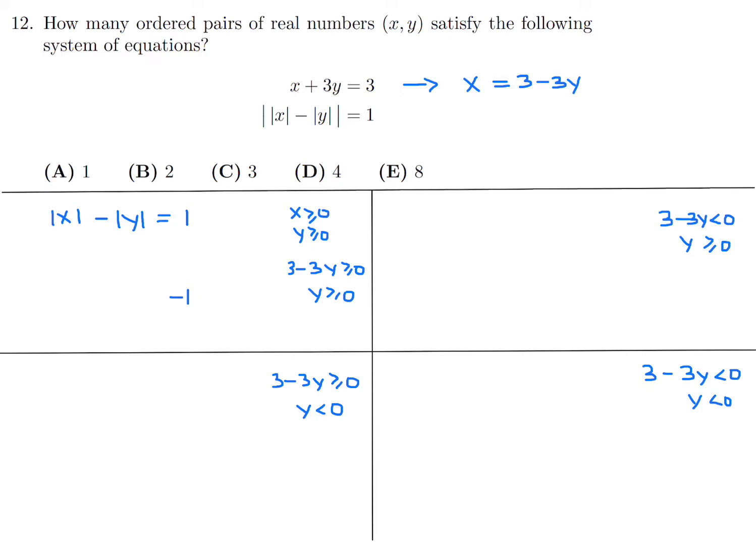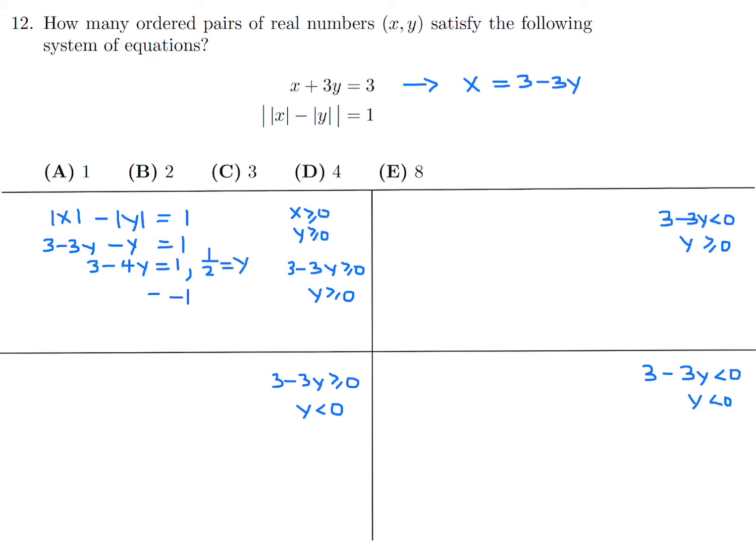So for the first one, since they're both greater than 0, it'll just be 3y minus y is equal to 1. So that means 3 minus 4y is equal to 1. And therefore y would be equal to 2 over 4, and therefore y is equal to a half.